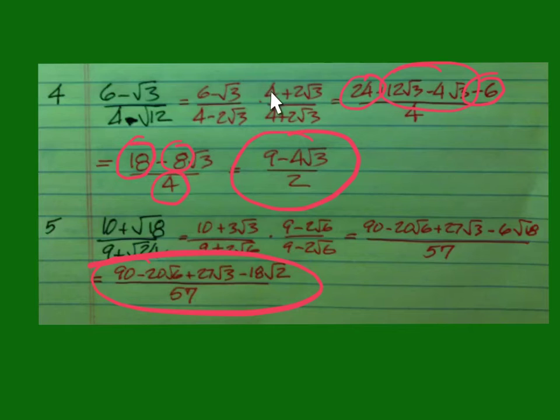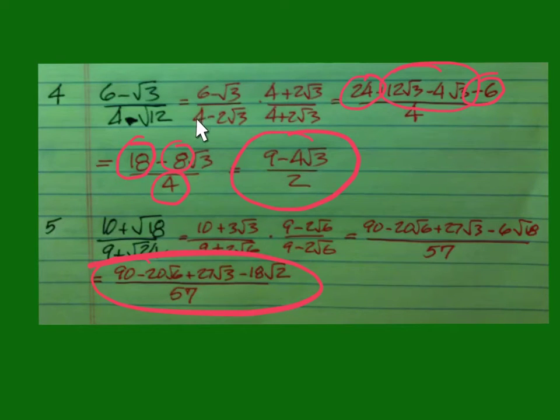Minus square root of 3 times 4 is minus 4 square root of 3. And then minus square root of 3 times 2 square root of 3 is minus square root of 3 times square root of 3 becomes 3, and then times 2 is going to be the minus 6. You have 2 square root of 3's multiplied together. That gives you a 3. And then 3 times 2 here is 6. It had to be minus because this sign is minus, this is plus. Opposite signs give you a minus.